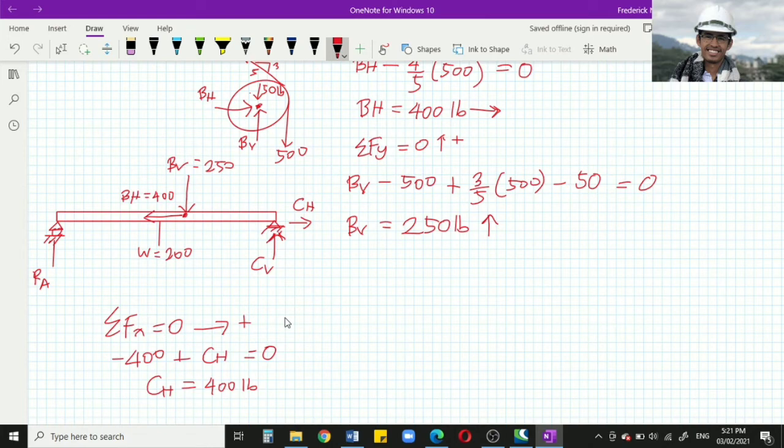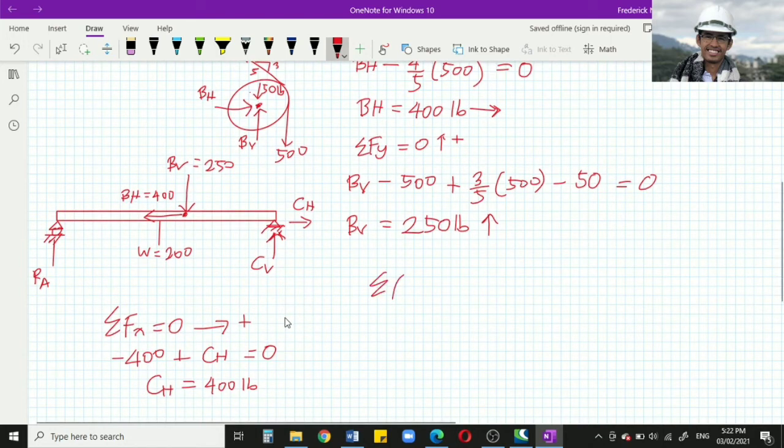And para makuha naman natin yung C vertical, pwede rin tayong mag summation vertical. Pero mas maganda na mag summation moment na lang tayo at point A para hindi na natin kunin yung value ng ating RA. Okay? So summation moment at A is equal to 0, clockwise positive, so that will be ano yung magmo-moment? So yung BV natin, that will be 250 times. So ano yung sukat natin dyan? So that will be 3 feet.